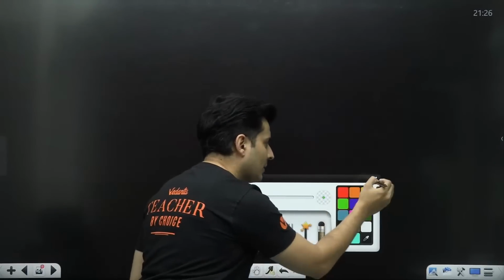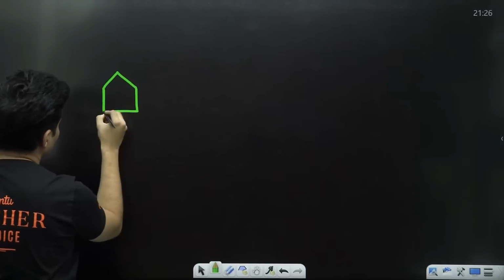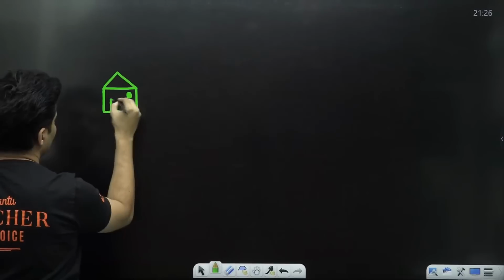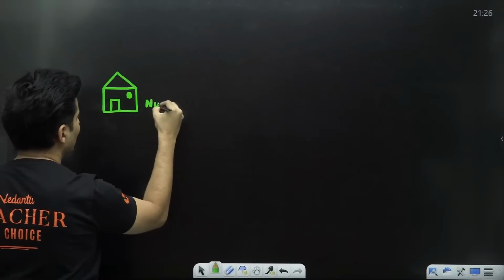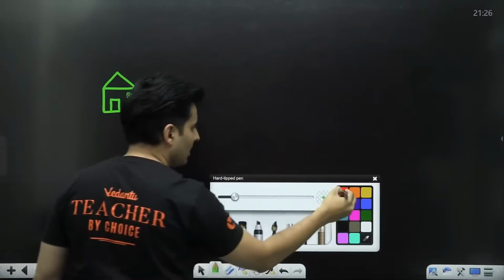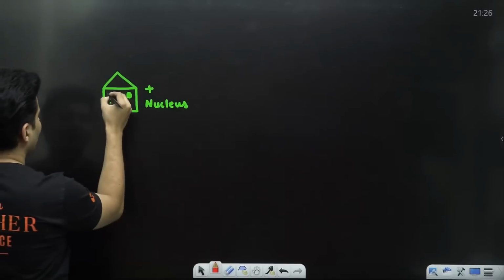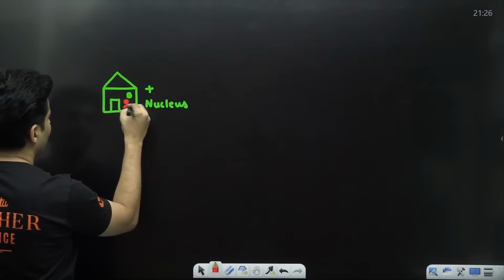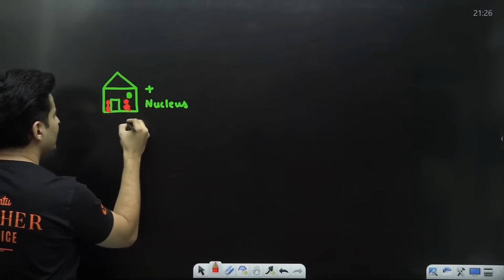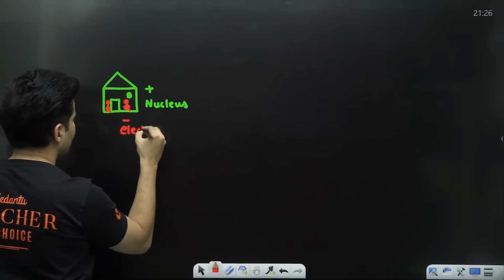Let's decode. Imagine there is a house. This house is basically the nucleus, which is positively charged. In that house, there are many kids, maybe 4 or 5 kids. These tiny mini pandus are basically negative charges, the electrons.